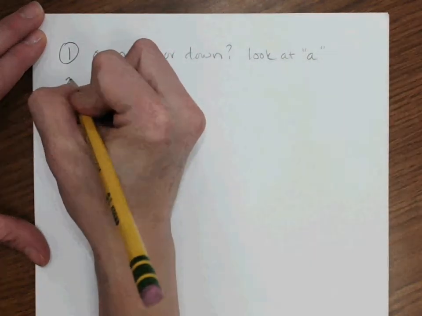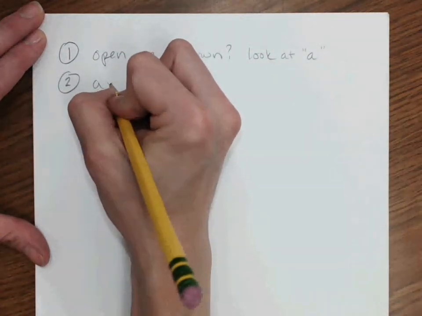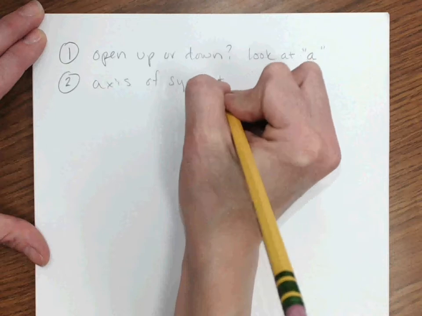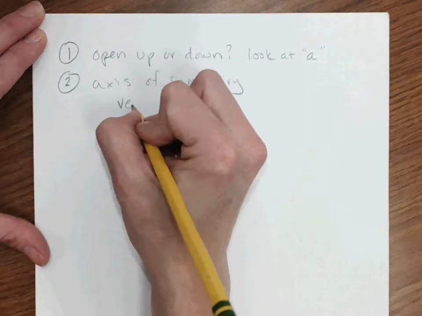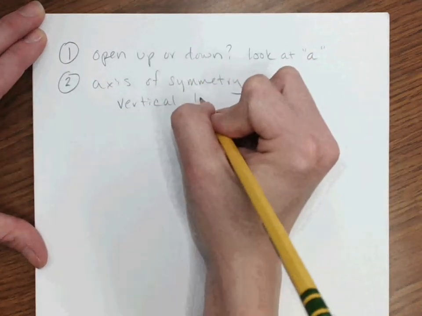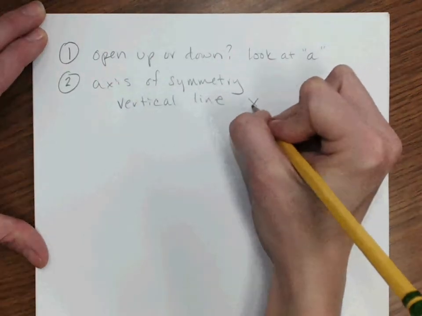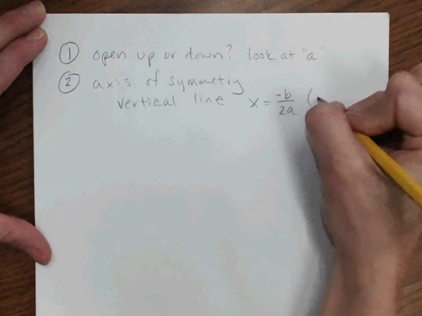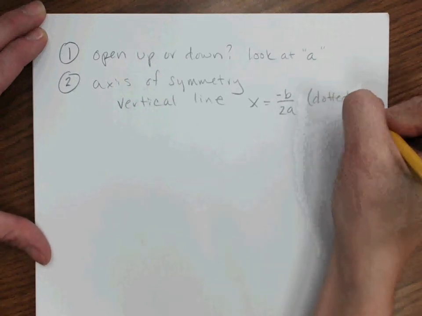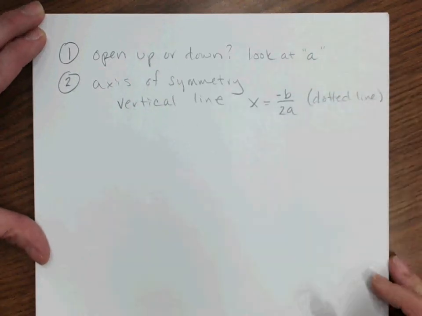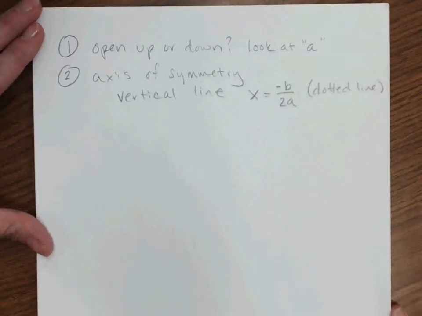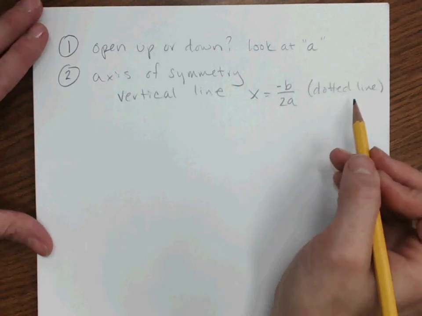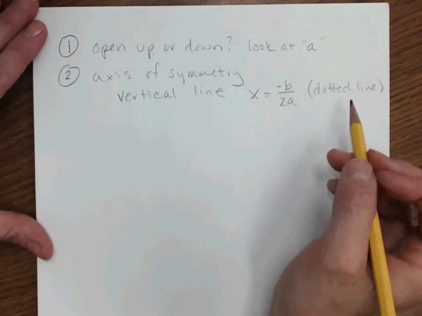The next thing that we're going to find is our axis of symmetry. And remember, it's going to be that vertical line with the equation x is equal to negative b over 2a. Remind yourself to make it a dotted line. We want to get in the habit of making anything that's not actually part of our function a dotted line and not a solid one. That way we know it's just a feature of our graph, not necessarily part of our graph.